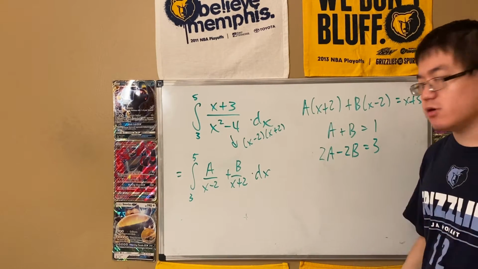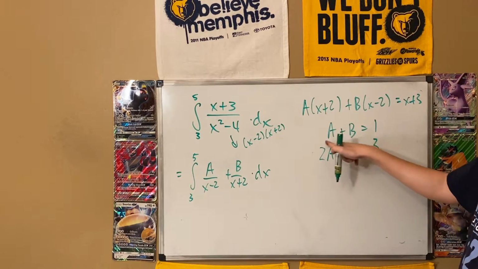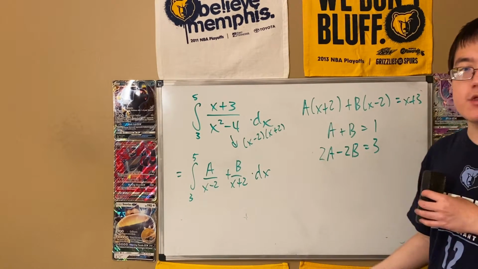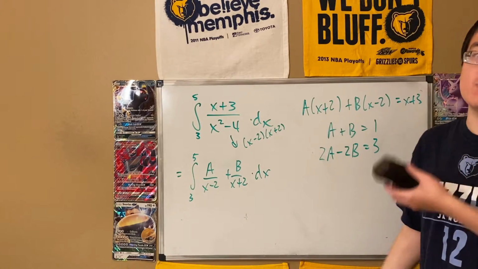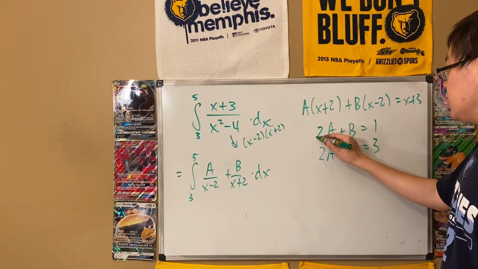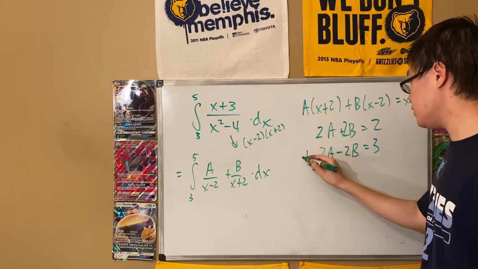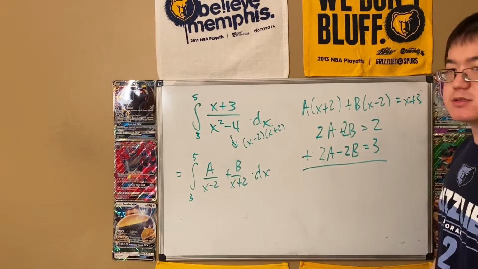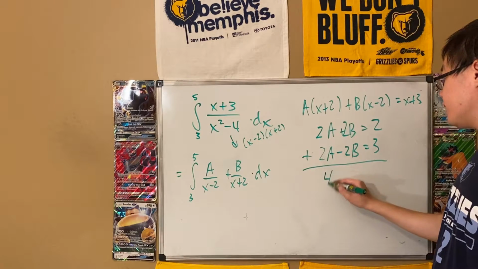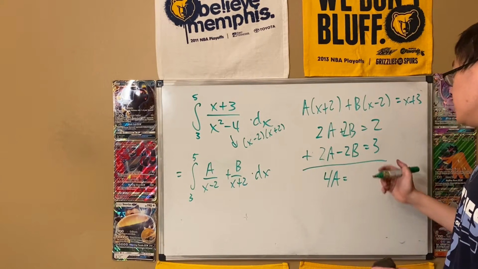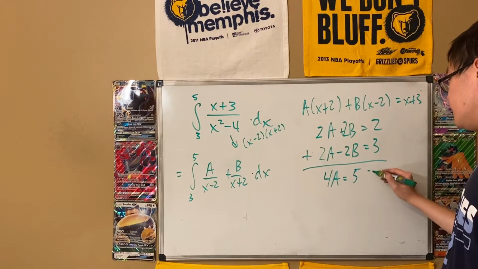Again, you can substitute if you want, but it looks like if I multiply this first equation by 2 and add the equations together, I would eliminate the variable b. So that's what I'm going to do. I'm going to multiply everything by 2. I'm going to be careful. I'm going to add up all the equations. The b's cancel, so that's why I'm doing this. Looks like 4a is equal to 5. So a is equal to 5/4.